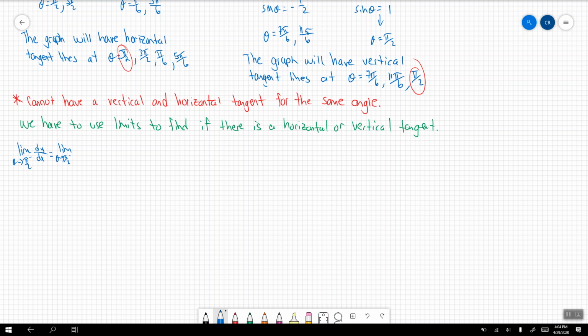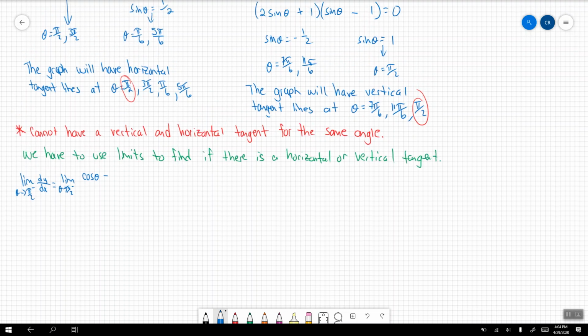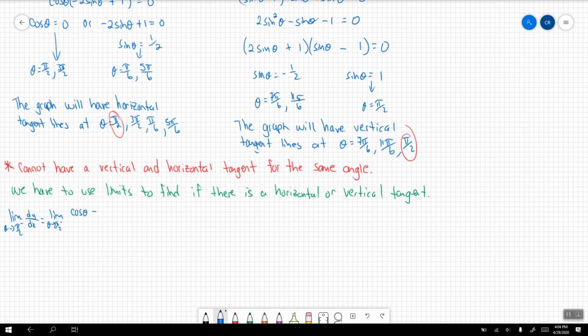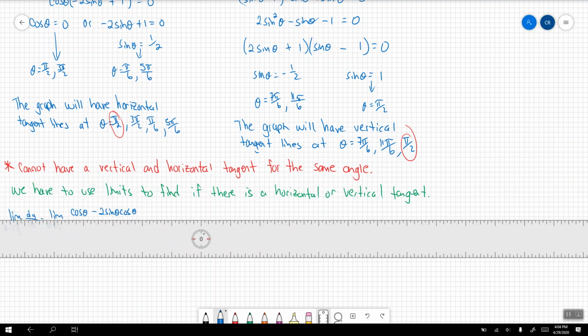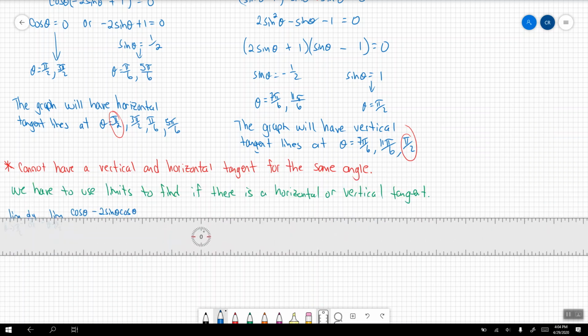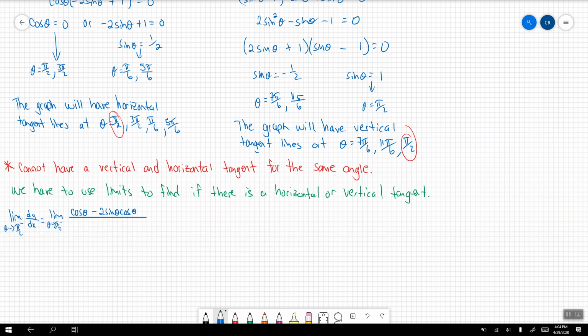As it's approaching pi halves from the left, for my numerator, again, I'm going to write down the initial form that I looked at, which was cosine of theta minus, and that should have been, what was that, 2? Yeah, 2 sine theta cosine theta, just like that. Divided by 2 sine squared theta minus sine of theta minus 1.